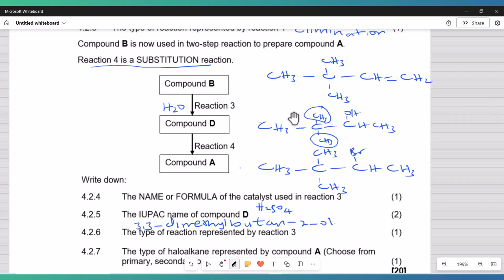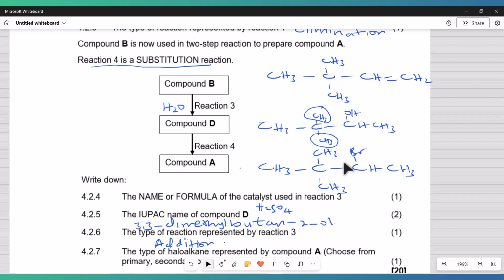Then they say the type of reaction by reaction 3. Now the type of reaction here, because I am adding water, I'm going to say addition. So this is an addition reaction. Okay, then they say here the type of alkane for compound H, from primary, secondary, tertiary.